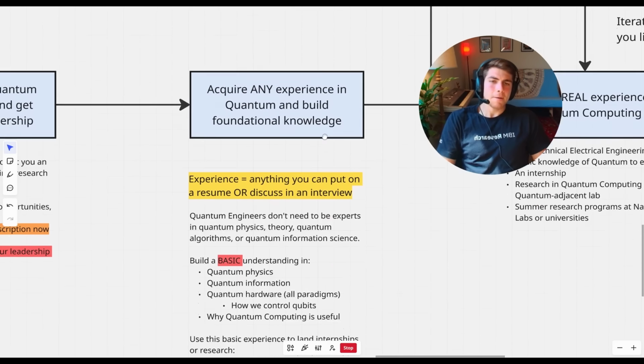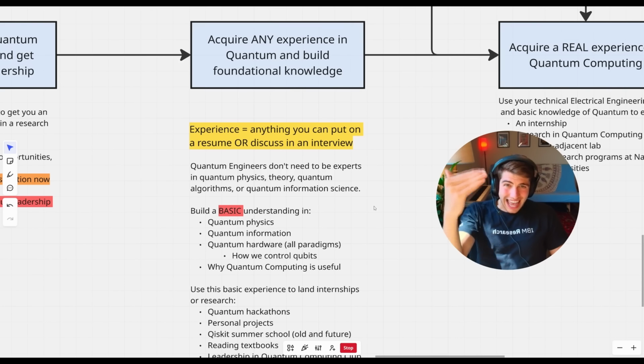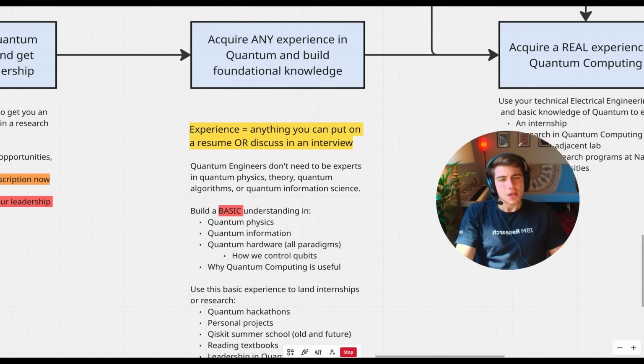And then simultaneously, you want to acquire quite literally any experience that you can in quantum. Quantum's kind of gatekeepy, it's kind of hard to get some quantum experience. And so, one, that's why I'm making some of these videos to help you.